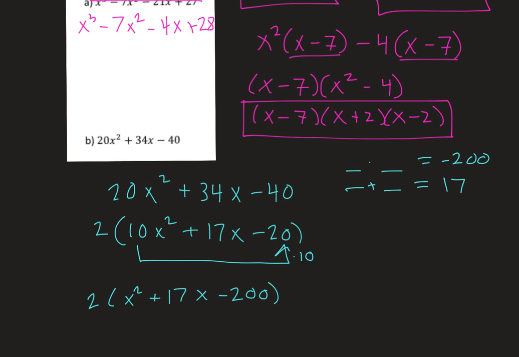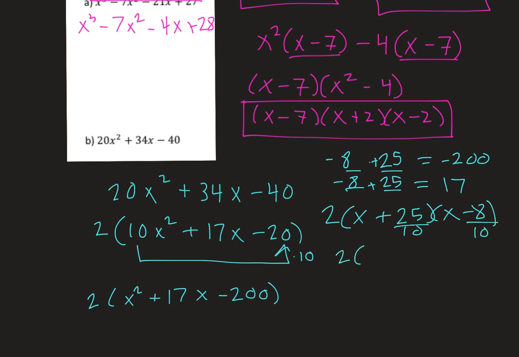Let's see. If we have 8 quarters, that's $2. So that would be 8 and 25. One of them has to be positive and one negative. And it's a positive 17, so the 25 is the one that has to be negative. So when we go to factor this, we have (x + 25)(x - 8). Now we're not done with factoring though, because we did multiply by 10, we have to go back and balance that out.